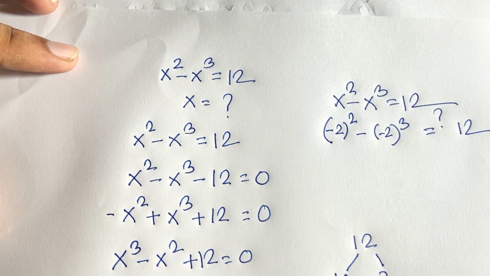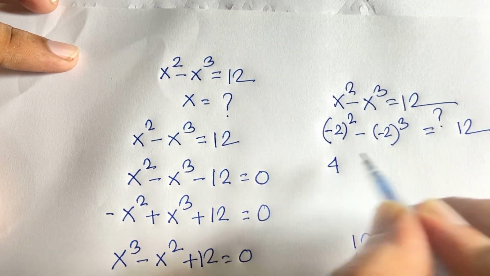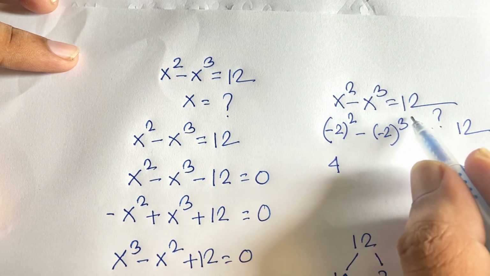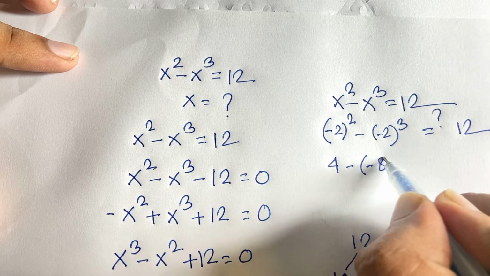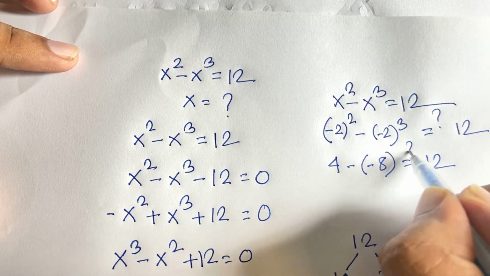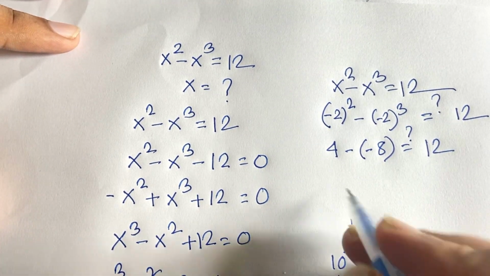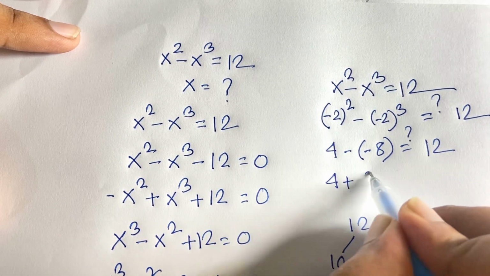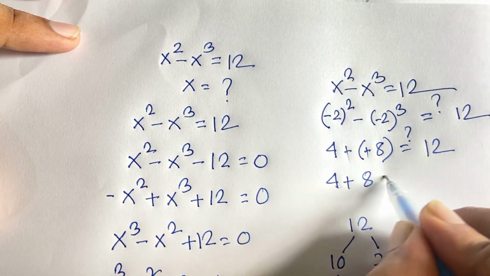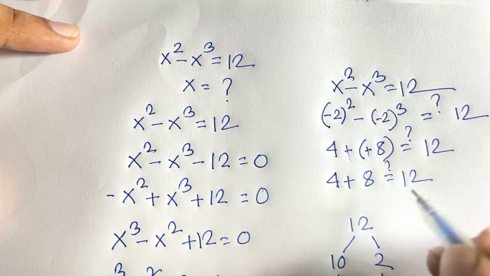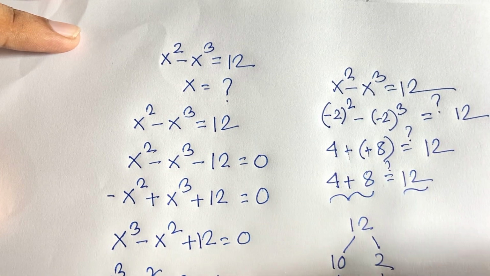So I can see that it will be 4, and minus 2 whole to the power 3 will be minus 8. So 4 plus 8, minus minus it will be plus, is equal to 12. So I can see that 12 is equal to 12. So x is equal to minus 2. This is our right answer.